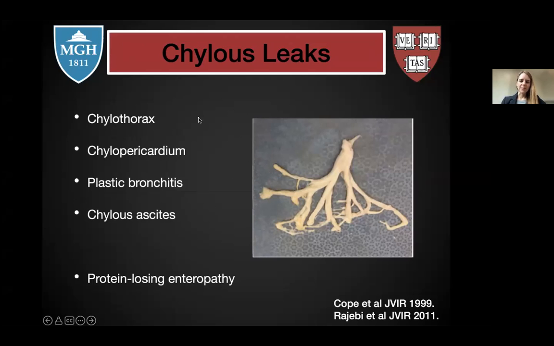Chylous leaks, the most common location is into the chest, so chylothorax, which is the emphasis of my talk today. But we can also see chylous leaks into the pericardium, into the peritoneum, as in the case of chylous ascites, and also this rare entity called plastic bronchitis, where we see leak of lymphatic fluid into the airways, and patients expectorate these very dramatic bronchial casts.